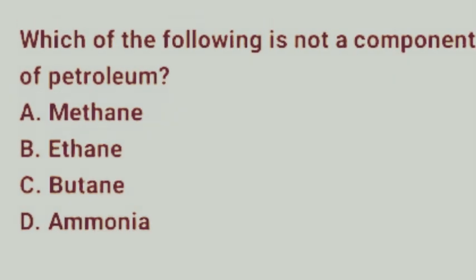The next question reads, which of the following is not a component of petroleum? Option A, methane, B, ethane, C, butane, and D, ammonia. This is a bonus question. The correct option there is option D, ammonia.